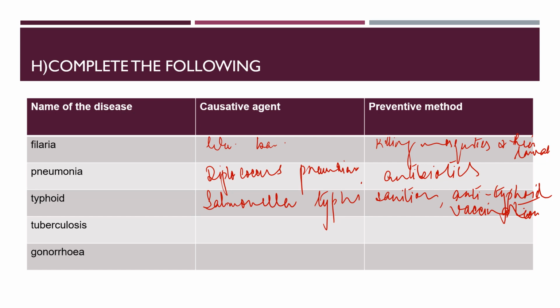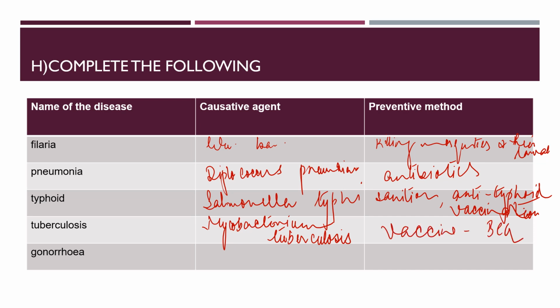Tuberculosis: the causative agent is Mycobacterium tuberculosis. These are all very common things. The preventive measure is a vaccine, that is BCG vaccine. Now comes gonorrhea: the causative agent is Neisseria gonorrhoeae. And what are the preventive measures? Avoid sexual contact with an infected person. So sexual contact with an infected person should be avoided.